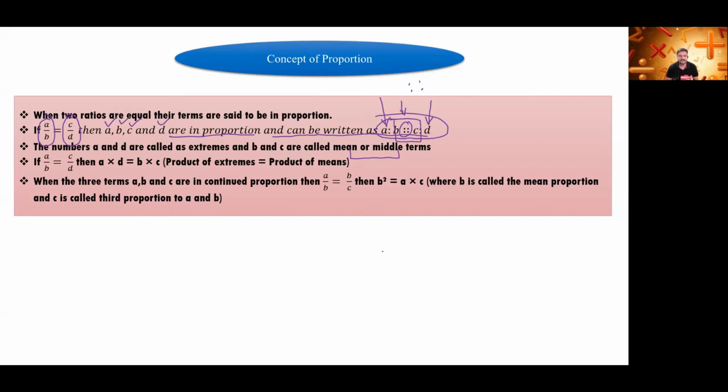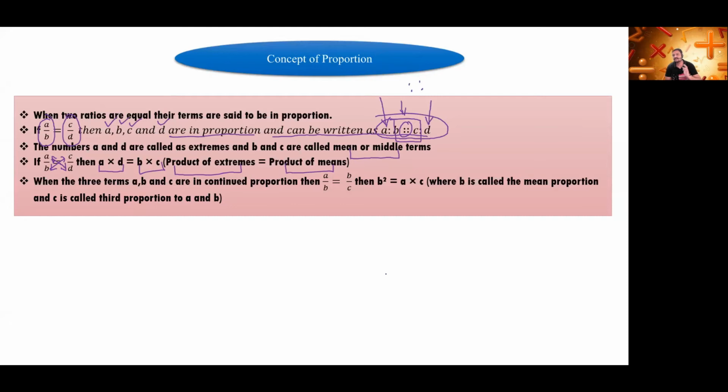If A upon B is equal to C upon D, then if we do the cross multiplication now, see, A upon B is equal to C upon D. So we will do the cross multiplication. What will we get? A multiplied by D is equal to B multiplied by C. So from that, what can we write? A and D are nothing but extremes. So product of extremes is equal to product of means.